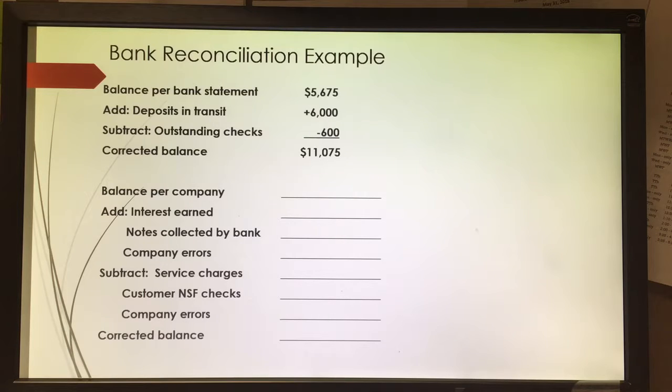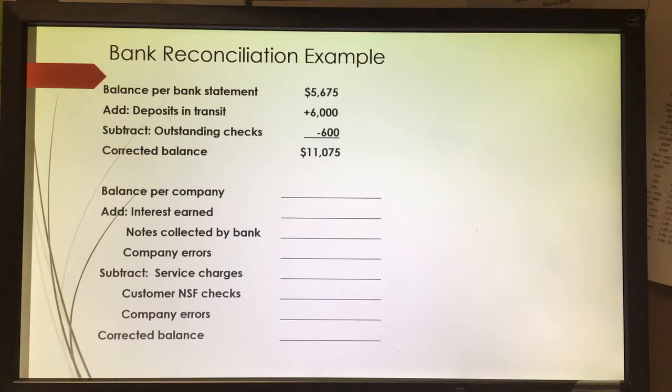The first part is going to show how we get from the balance that the bank reports at the end of May 31st to the corrected balance. Notice we here add the deposits in transit of $6,000. In other words, it's just a matter of maybe a day or two until the bank recognizes these $6,000 of deposits in transit. But also outstanding checks. We've written checks of $600 that the bank hasn't processed yet.